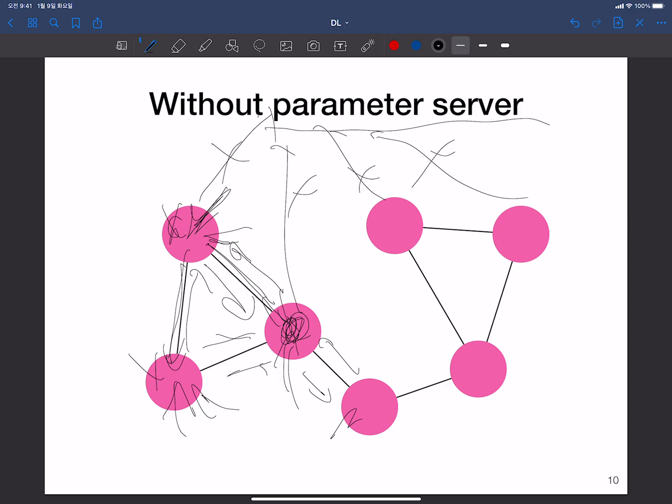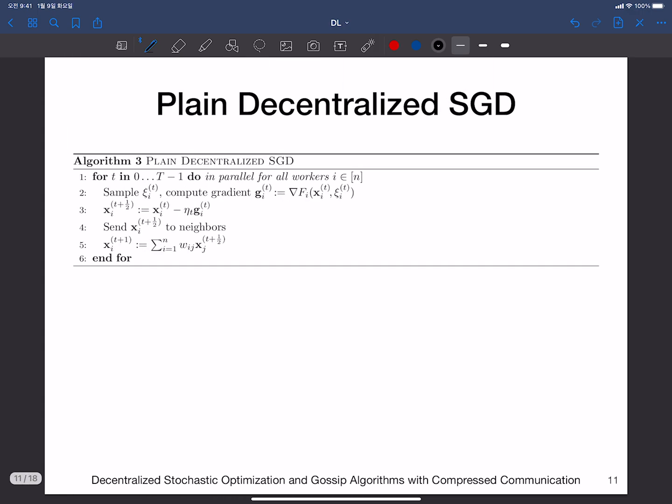Then how can we learn in this scenario? There is a bunch of research on how to solve such a distributed setting. For instance, the plain decentralized SGD algorithm is one possible solution. This algorithm utilizes the consensus algorithm, which was invented a very long time ago to deal with such a totally decentralized environment. When you look at the pseudocode, the algorithm is very simple.